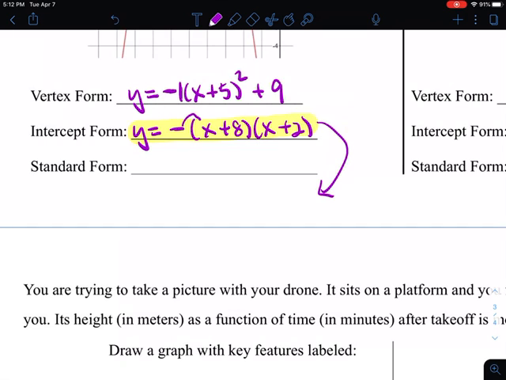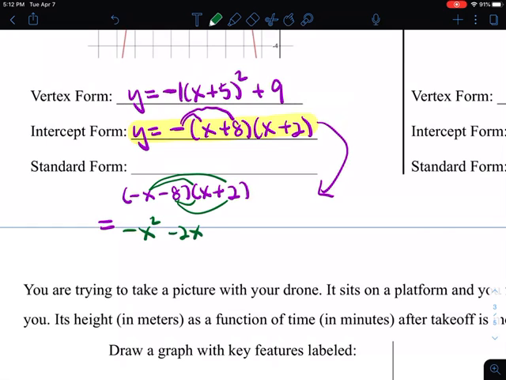So here, if I want to distribute this out, I will first distribute this negative. So I have negative x minus 8, and then times x plus 2. And then here, we have to do our double distribution, right? Hopefully we still remember that. So I get negative x squared minus 2x, and then minus 8x minus 16. And then we can combine like terms. So that's negative x squared minus 10x minus 16. Okay, and there is my answer in standard form.